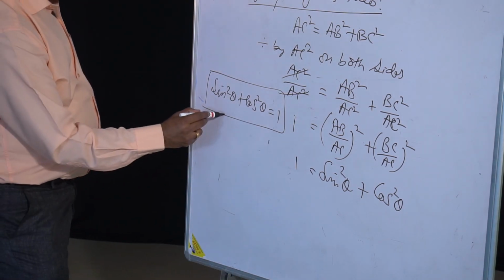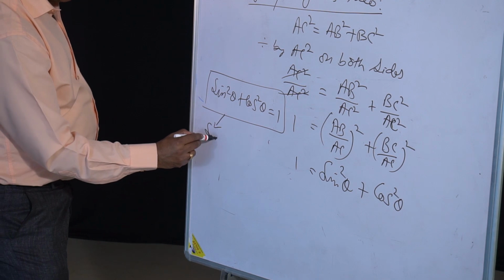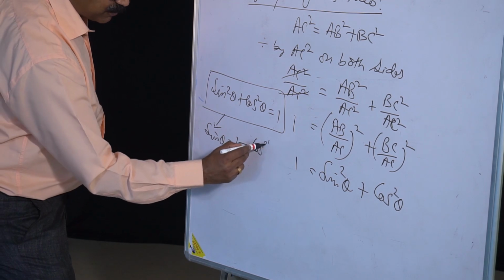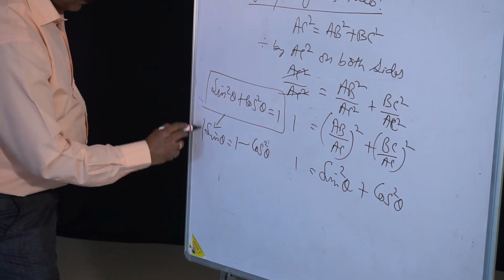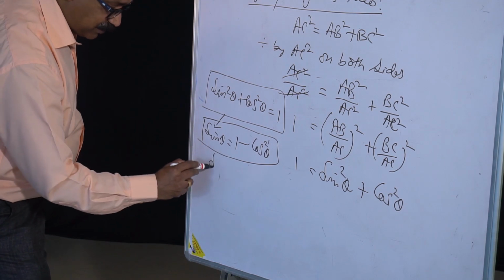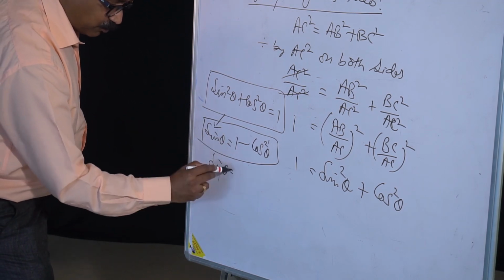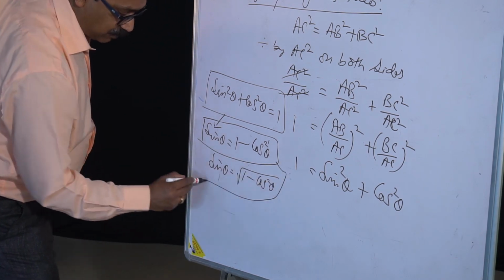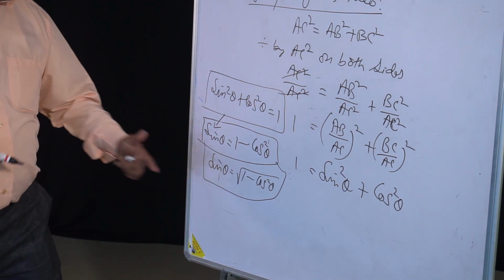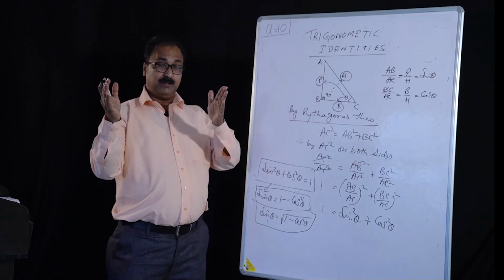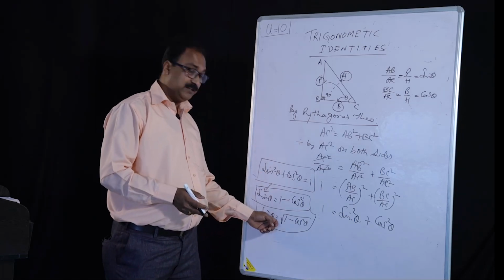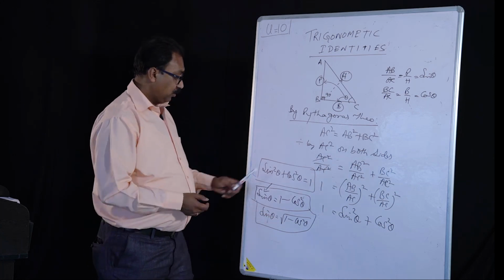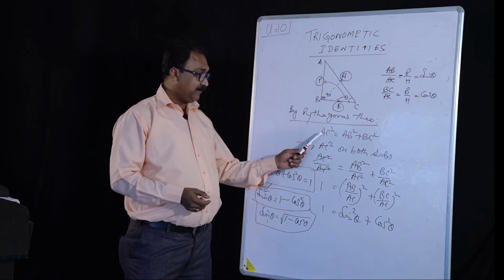From there we can find, if we want sine square theta, change that side: 1 minus cos square theta. You can refer to this also as one of the formulas. Sometimes we use this also: sine theta is equal to square root of 1 minus cos square theta. In some cases we have to use this. Here it is a plus sign, because we already know that for angles from 0 to 90 degrees, sine theta is positive. So we consider the trigonometric function as a positive ratio. Clear? So we divided with AC square, then we got this.